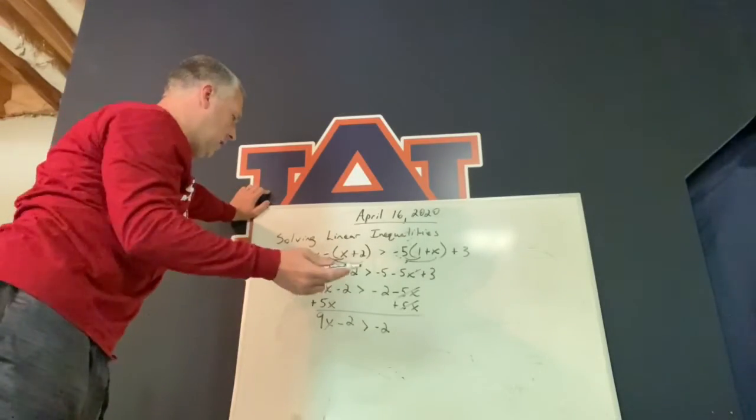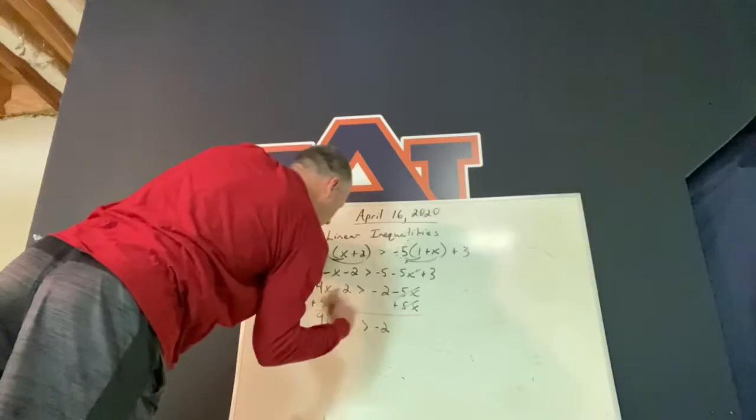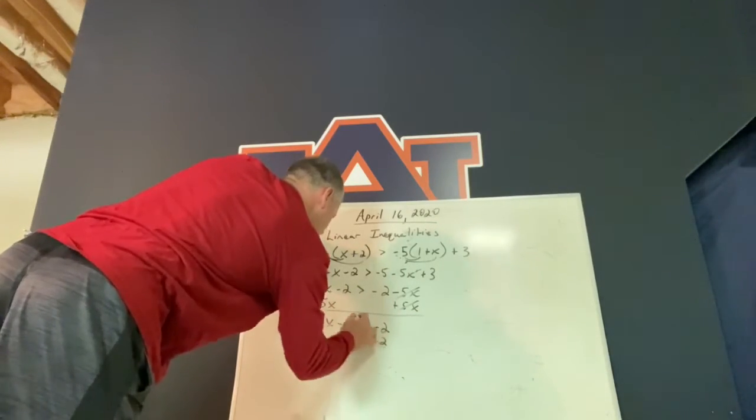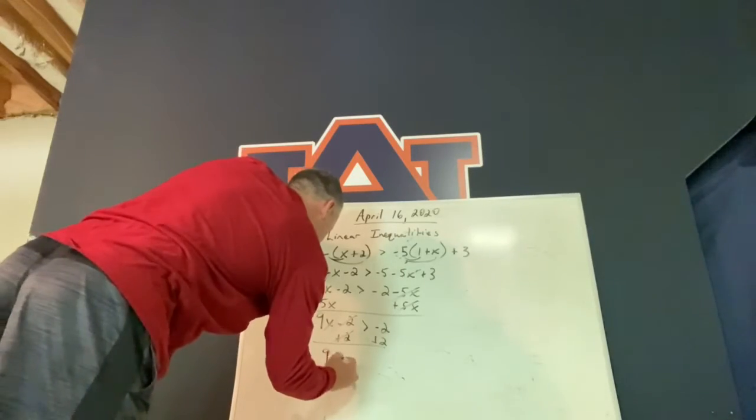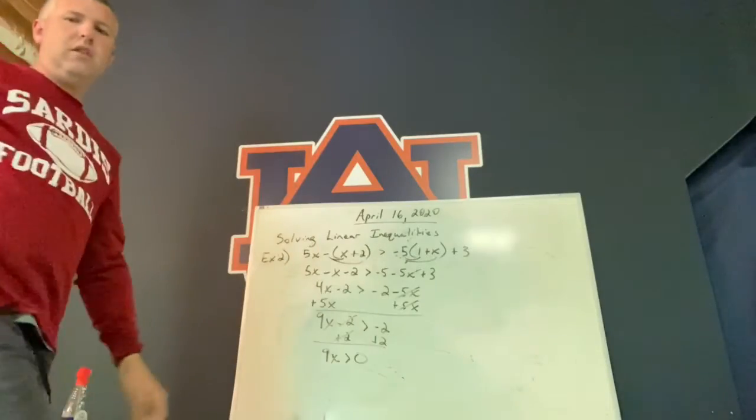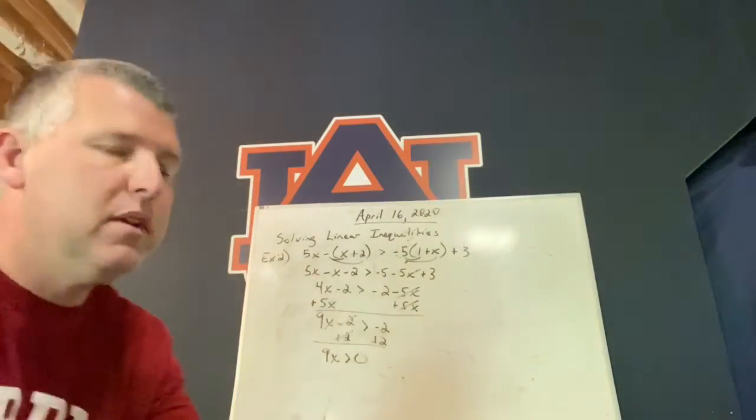Now, add 2 to both sides. Okay, so we get our x's on one side, our numbers on the other. So I'm going to add 2. All right, so I get 9x is greater than 0. Students get really confused right there a lot of times, okay? I've got that negative 2 plus 2, that's just 0.